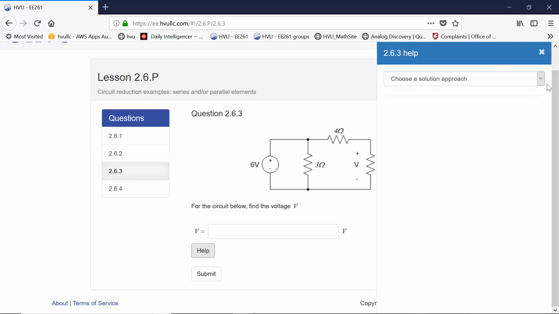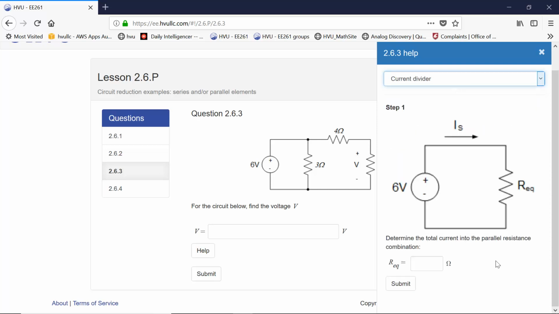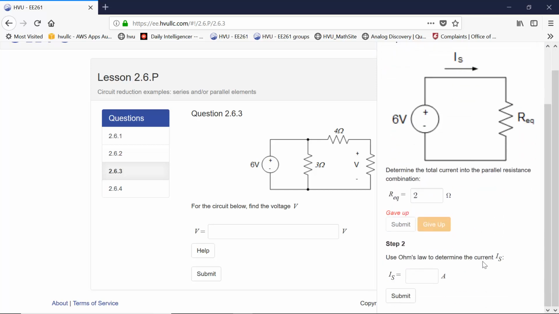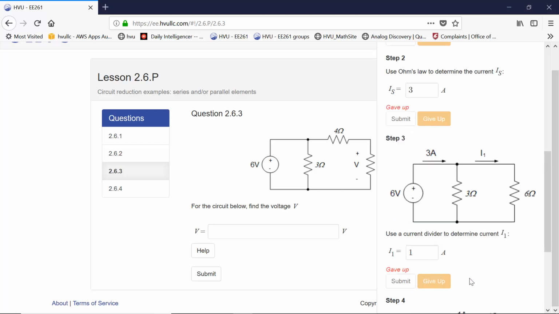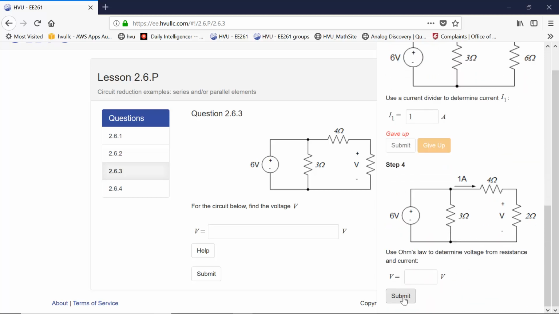Many of the help options support multiple solution approaches. Let's try solving this problem using a current divider. This will walk me through a series of steps that lead to a current divider-based solution for the problem. I'll just give up my way through the problem. So step 1 is to determine the total resistance. Step 2 is to find the current out of the source IS, which is 3 amps. Step 3 is to use a current divider to find that current, and then finally Ohm's law gives me the value of voltage, 2 volts.